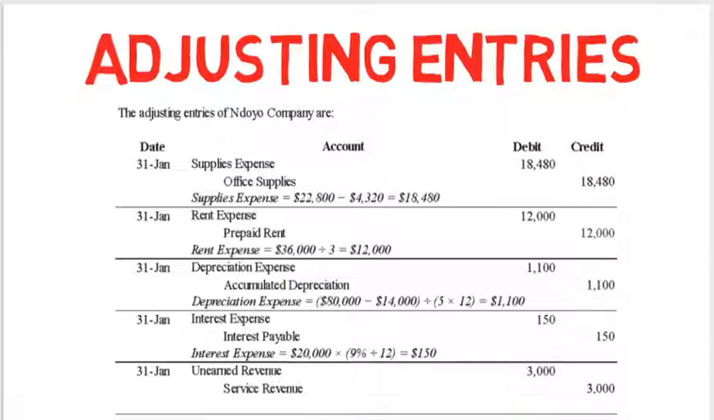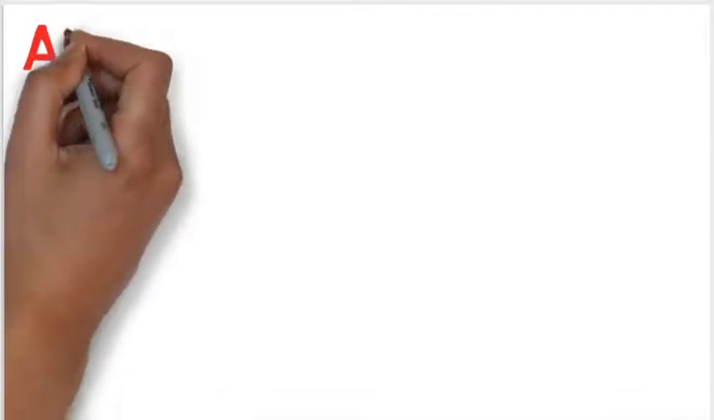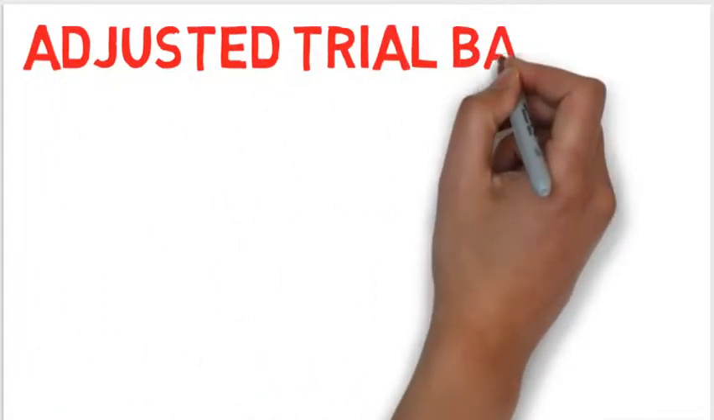Second, prepaid rent of $36,000 was paid for the months January, February and March. Third, the equipment costing $80,000 has useful life of 5 years and its estimated salvage value is $14,000. Depreciation is provided using the straight-line depreciation method. Fourth, the interest rate on $20,000 note payable is 9%. Accrue the interest for 1 month. Fifth, $3,000 worth of service has been provided to the customer who paid advance amount of $4,000.